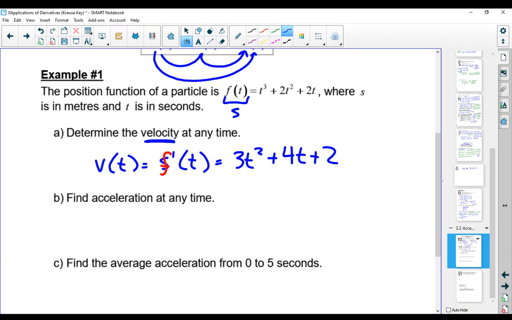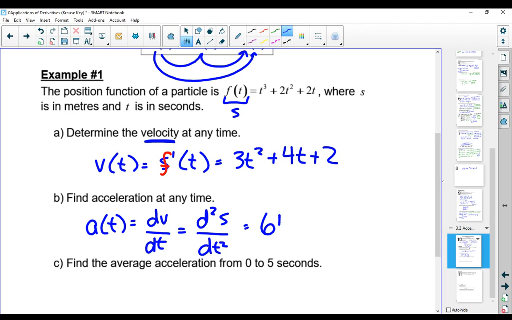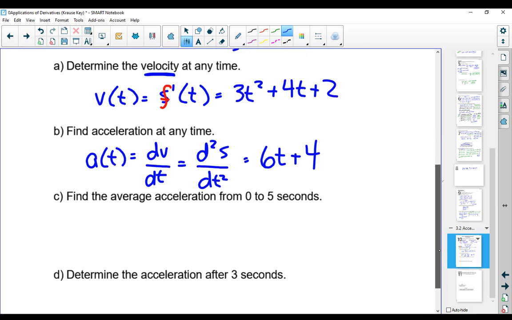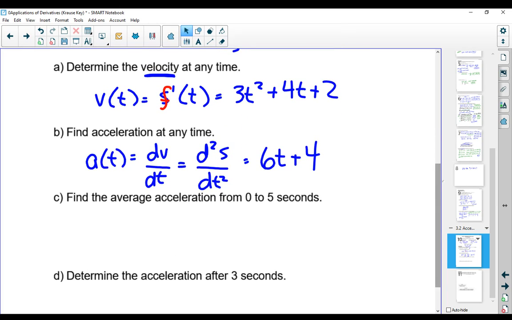If we want to find acceleration at any time, acceleration with respect to time is the derivative of velocity with respect to time, which is the same as the second derivative of position. And that would be 6T plus 4. Now, if we're asked for average acceleration, remember average acceleration means we're taking the velocity at time 2 minus the velocity at time 1. So we'd actually be using our velocity formula here.